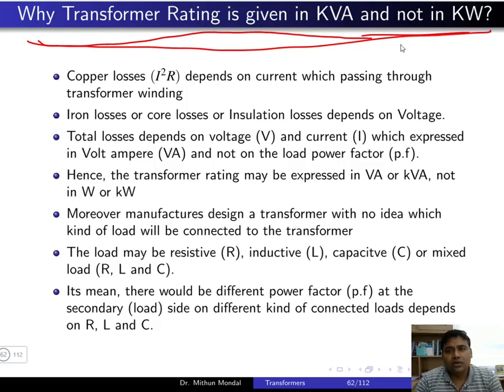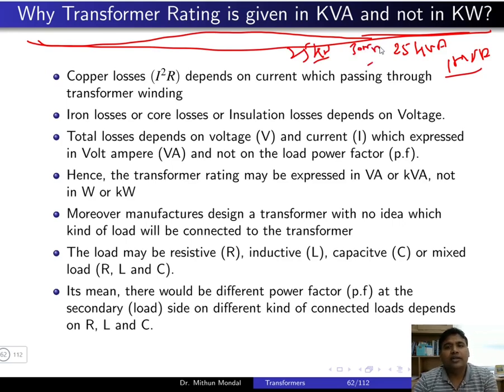So if you see the nameplate rating of the transformer, it will be like 25 kVA or 1 MVA. It will never be given like 25 kilowatt or 30 megawatt. Okay, so what is the reason that transformer rating is given in kVA and not in kilowatt? That answer we are going to give.